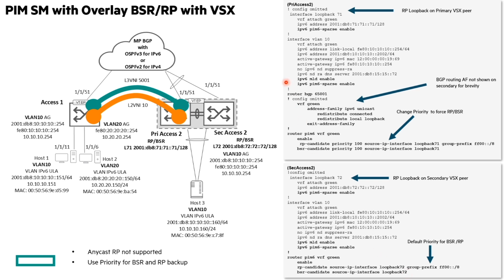For instance, on primary access 2 I've defined a loopback 71, and then I've simply redistributed that local loopback in BGP within the VRF to make that advertised, as would be the case in the secondary, but for brevity I haven't shown that part of the configuration.